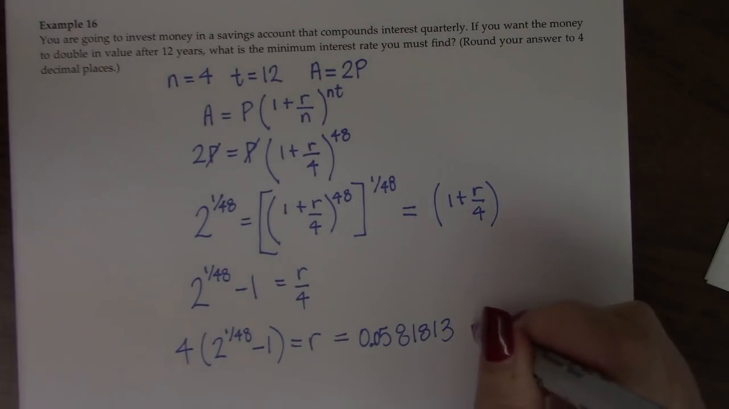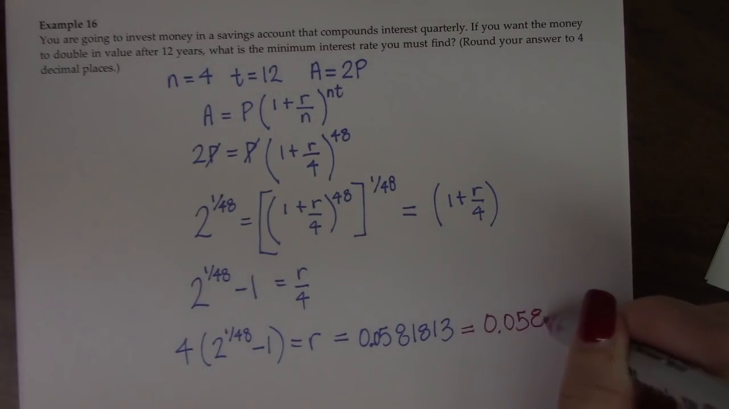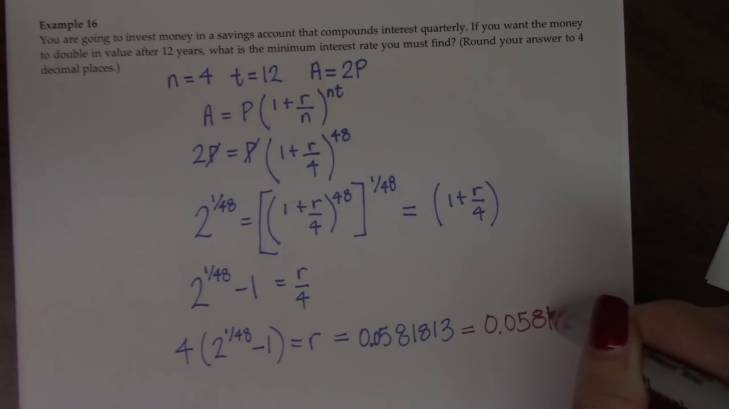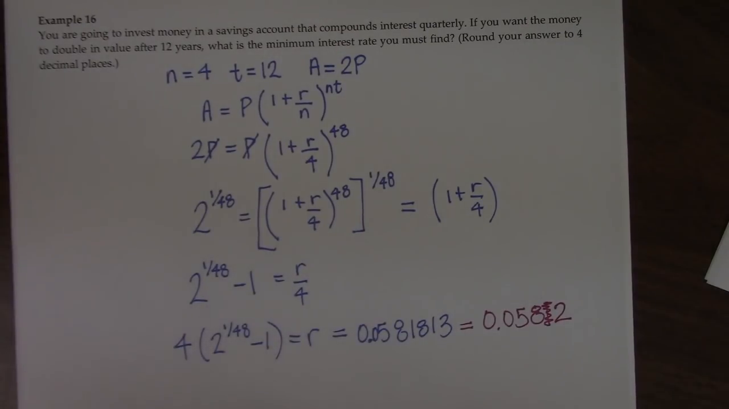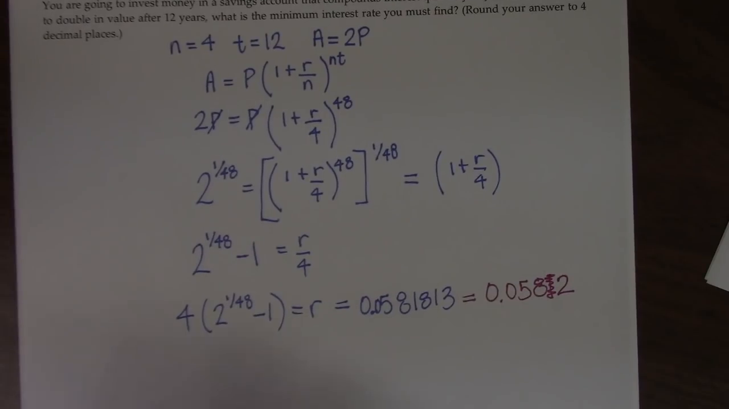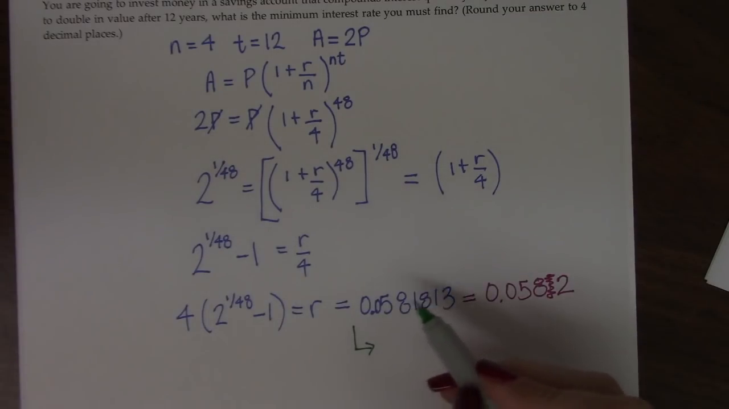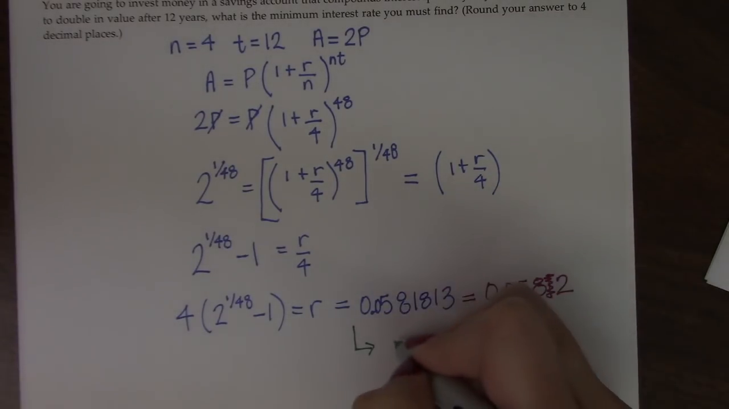So if I kept this in decimal form, 1, 2, 3, 4, this should be a 2. However, if we wanted to go back to percentage form, the correct way to round would be to take your raw number, turn it into a percentage, and then round the percentage to 4 decimal places. So we turn this into a percent by multiplying times 100.